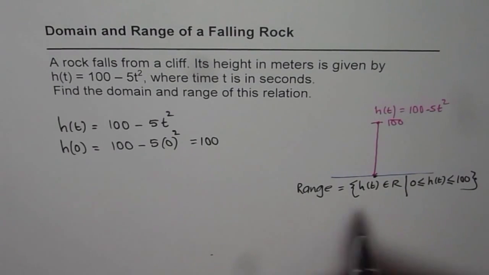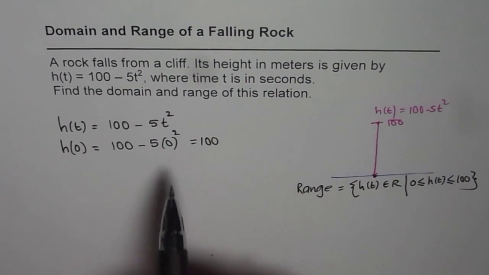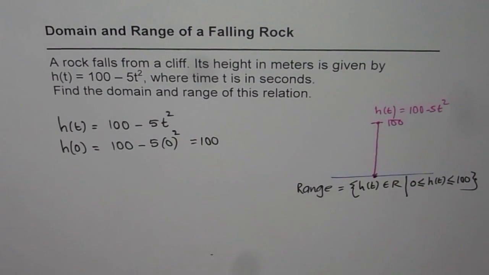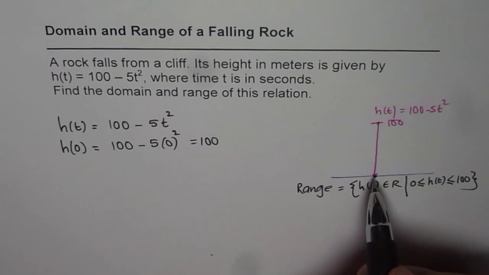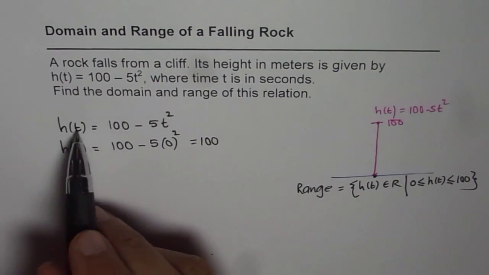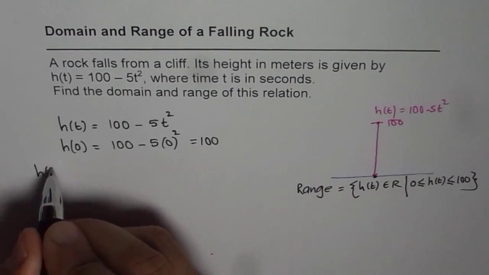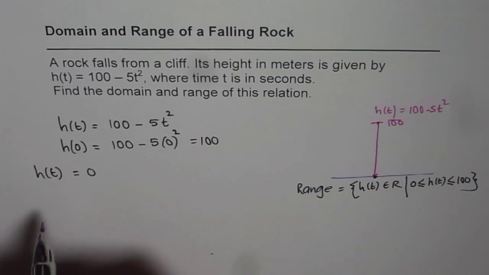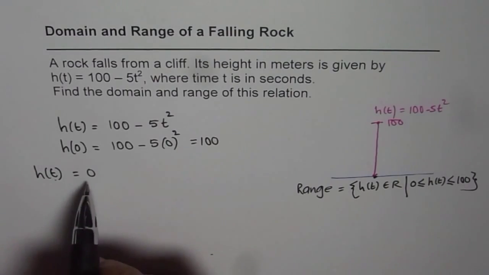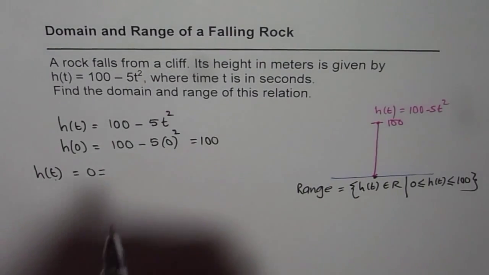Now the question is how to find the domain. Now domain is starting with t = 0, where we found the height is 100. We need to find when the rock strikes the ground. At that point h(t) is 0, right? So we know h(t) = 0. We need to find the time at which the height is 0. So let's figure it out.